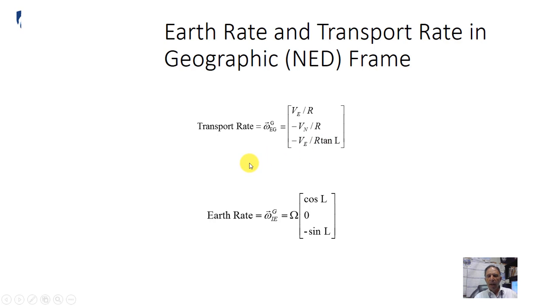Here we repeat the Earth rate that we derived previously in geographic coordinates, and note that the attitude rate, which we don't show here in geographic coordinates, is just heading rate because we're assuming roll rate and pitch rate are zero, and heading rate is, of course, in the down direction.